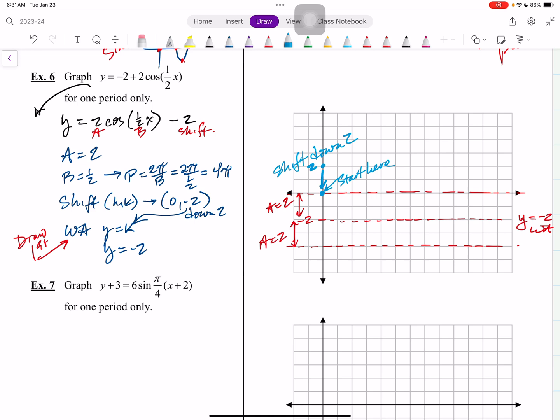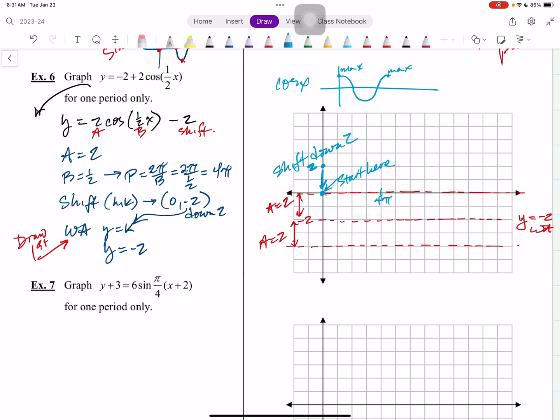Now cosine, you're going to remember the parent now. If I'm going to sketch the parent, it usually starts here and it goes down to the axis and then back up to another max. All right, so max to max. Okay, so we have to divide the period up into 4 equal parts. So here we go. I'm going to go from 0. I'm going to go 4 units to the right. I'm going to label this 4 pi.